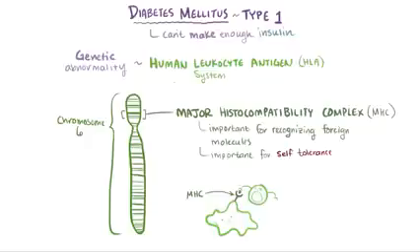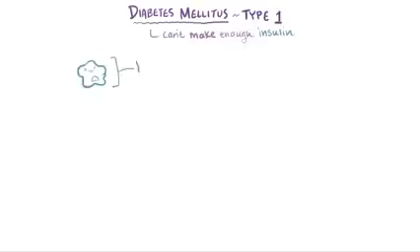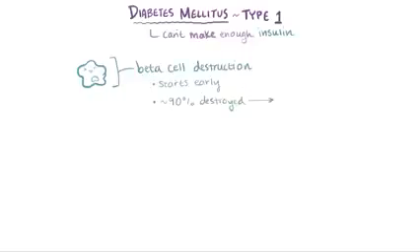Interestingly, people with type 1 diabetes often have specific HLA genes in common with each other. One called HLA-DR3 and another called HLA-DR4. But this is just a genetic clue, right? Because not everyone with HLA-DR3 and HLA-DR4 develops diabetes. In diabetes mellitus type 1, destruction of beta cells usually starts early in life, but sometimes up to 90% of the beta cells are destroyed before symptoms crop up.